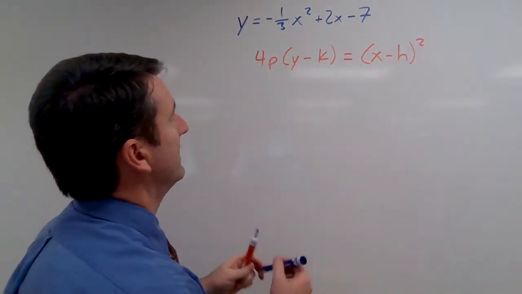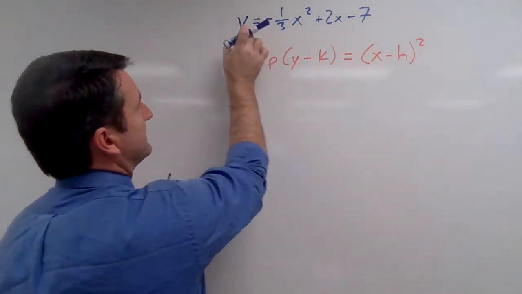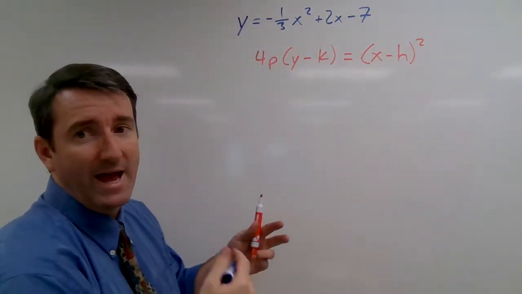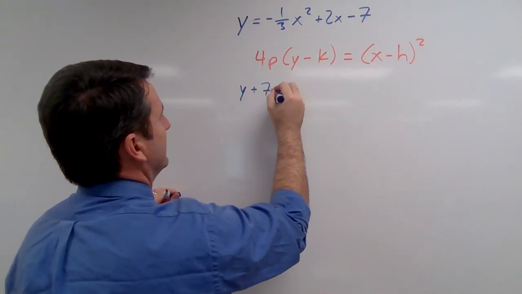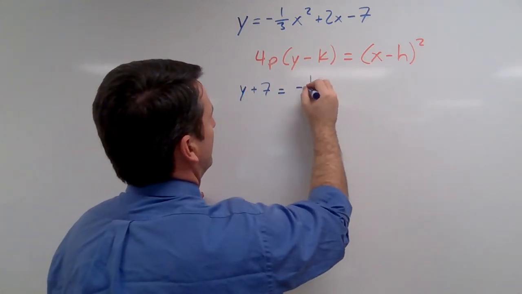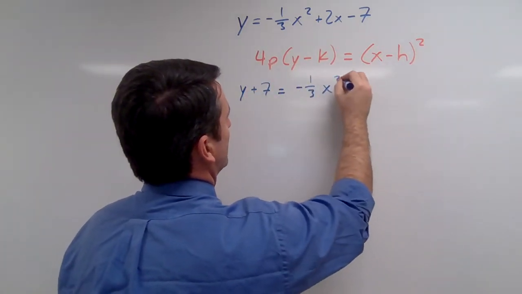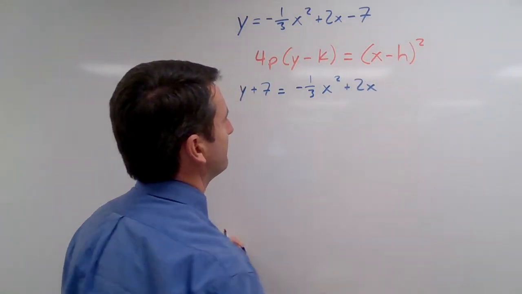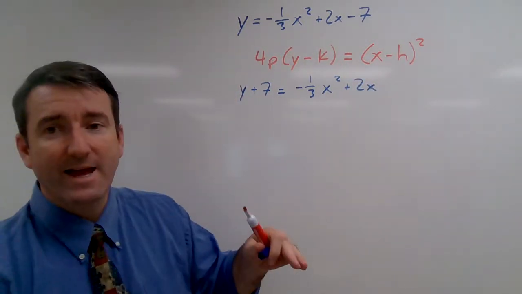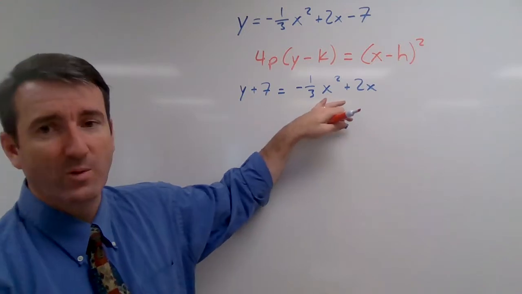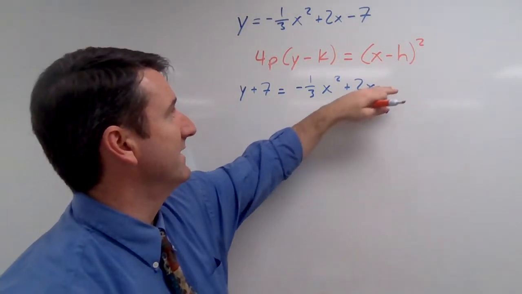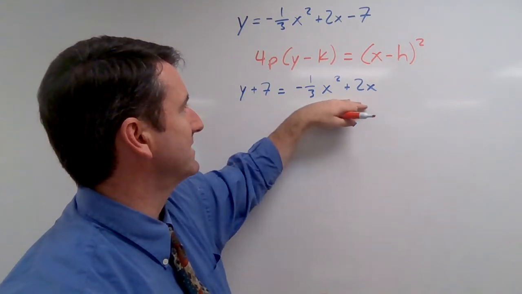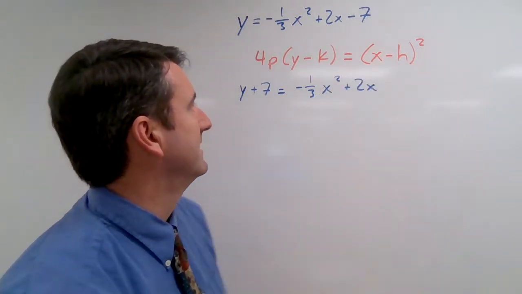We're going to start by moving this negative 7 over to the other side by adding 7 to both sides. So this is going to be y plus 7 is equal to negative 1/3 x squared plus 2x. All right, next we want to get this x squared by itself so that we can complete the square on this and make this x squared term look like this.